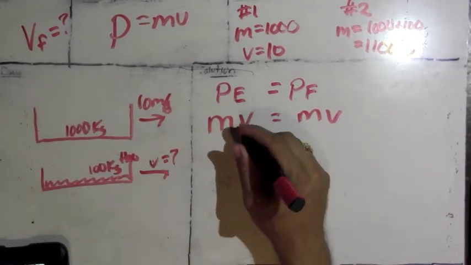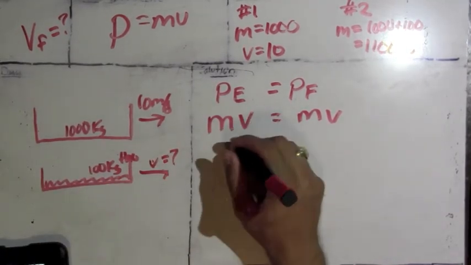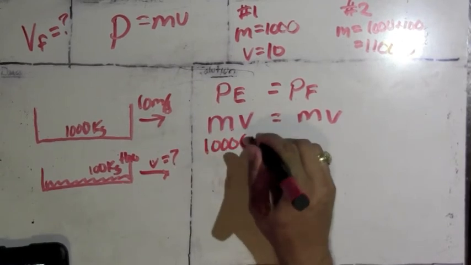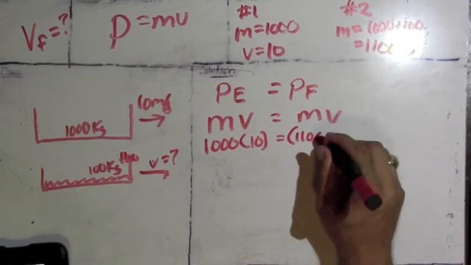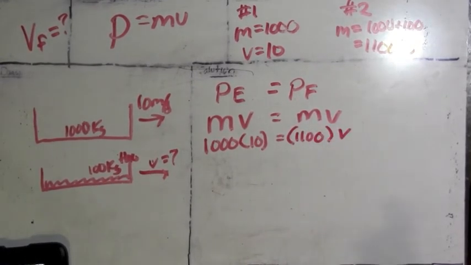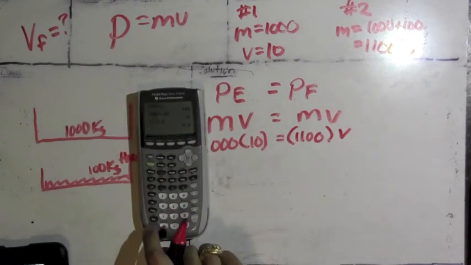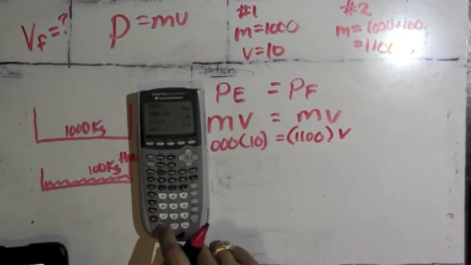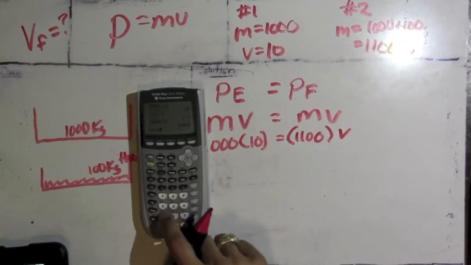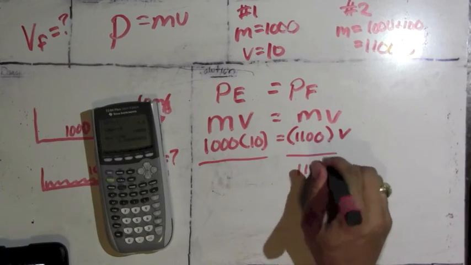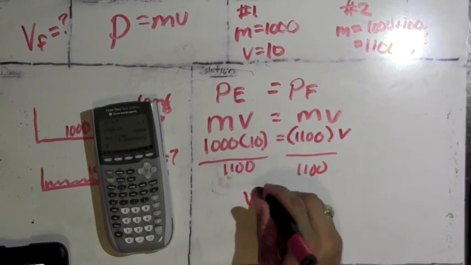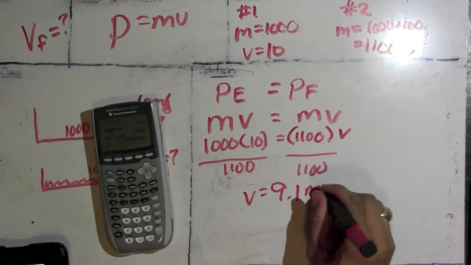So you have the mass of the empty cart, the velocity of the empty cart, so 1,000 times 10. On the other side, you have the mass, which includes the water, and then you have the new velocity. So, as you would expect, if you start to fill a trailer with water, you would expect the cart to slow down, and that's exactly what happens here. We say 1,000 times 10 divided by 1,100, because we divide both sides by 1,100, and you get the new velocity is 9.1 meters per second.